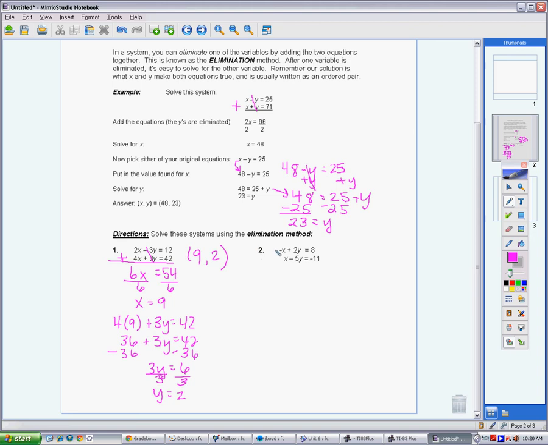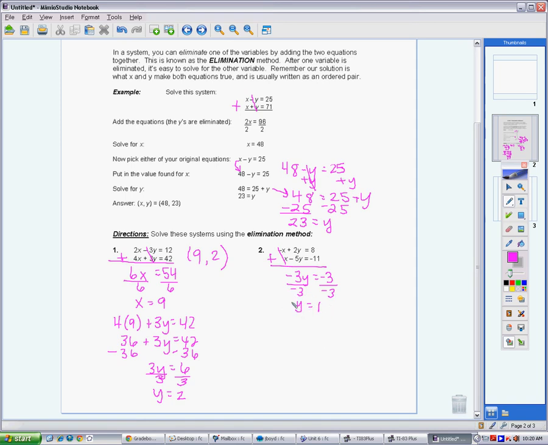Number 2, I have a negative x and an x. So if I add those together, they're going to cancel out. So I'm going to add those together. That eliminates. I get negative 3y equals negative 3. Solving for y in one step, dividing by negative 3. And y equals 1. Okay, so I've solved for y.